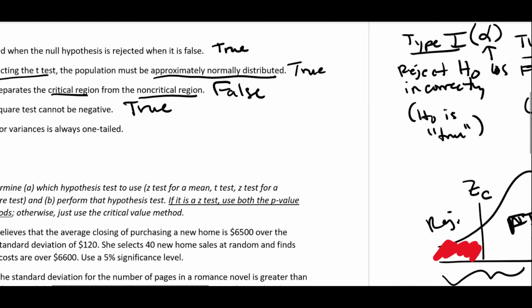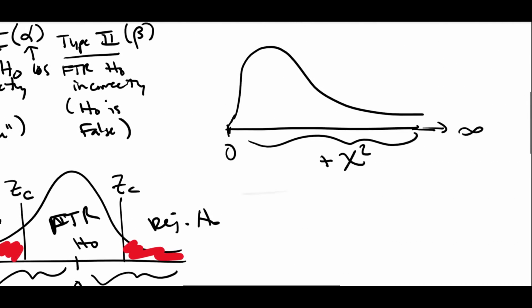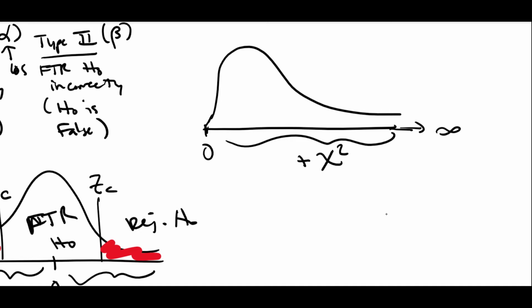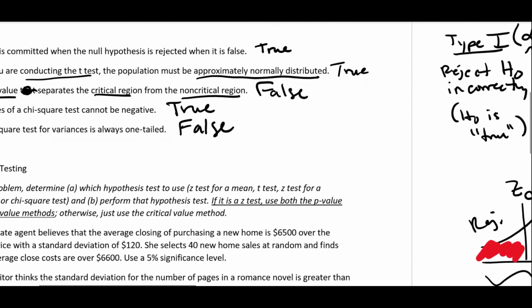The chi-square test for variances is always one-tailed. That is actually false, because if you look at the chi-square distribution, even though it doesn't look like it has two tails, it really does. And you can actually do a two-tail test with a chi-square. You just do it like this. If you have a two-tail test, then you would just use those two sides of the chi-square distribution. So yes, you could do a two-tailed test with a chi-square distribution. So it is possible. So that would be false.